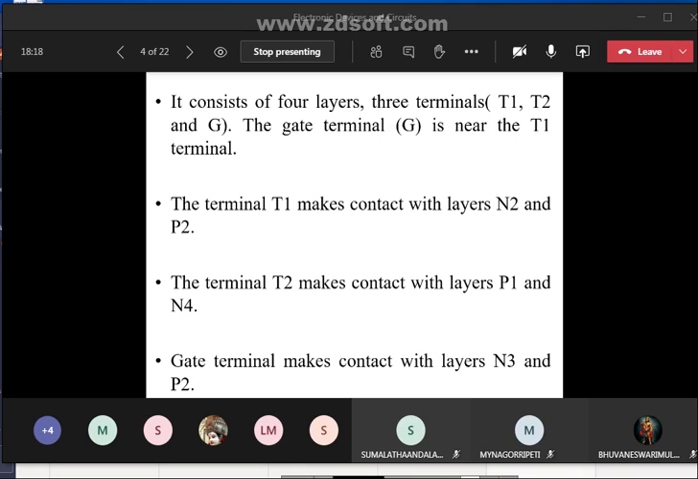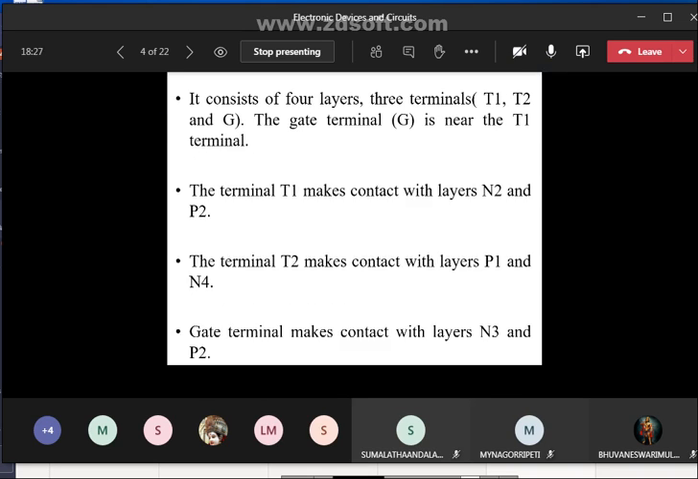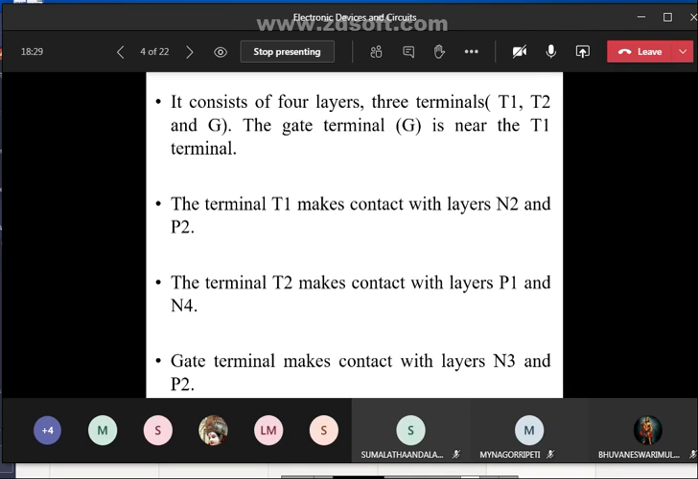If you check the basic structure, you can find that terminal T1 makes contact with layers N2 and P2. The terminal T2 makes contact with layers P1 and N4. The gate terminal makes contact with layers N3 and P2. So it has 4 layers, right?